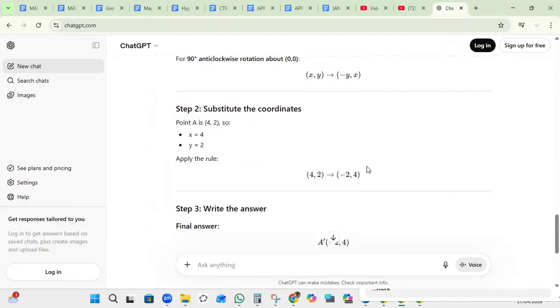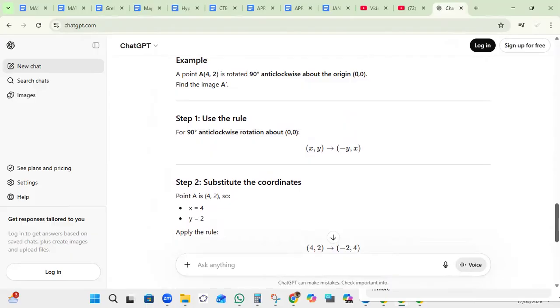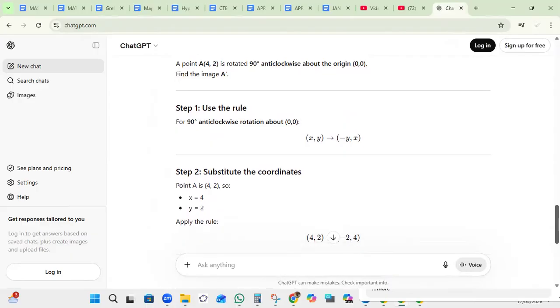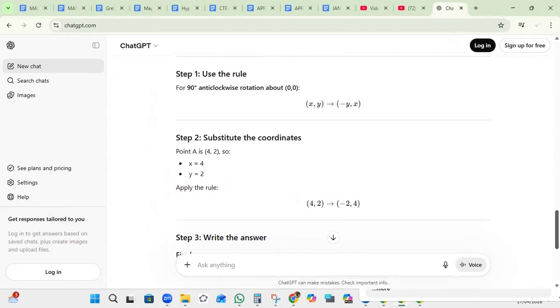So said, so done. Okay, so step 1, use the rule, 90 degrees rotation, anti-clockwise, 0, 0. Step 2, substitute the coordinates of point A as 4, 2, so x will be 4, y will be 2, apply the rule. Okay, so 4, 2 becomes 2, 4 with a negative in front of the 2. All right, and if it was a negative, it would be positive.